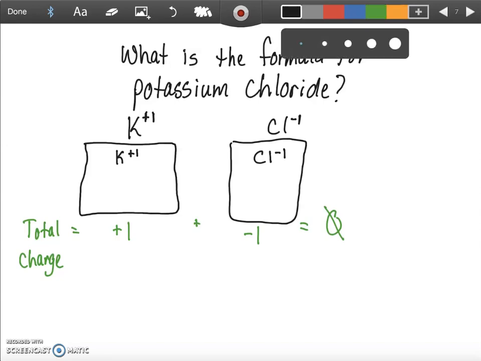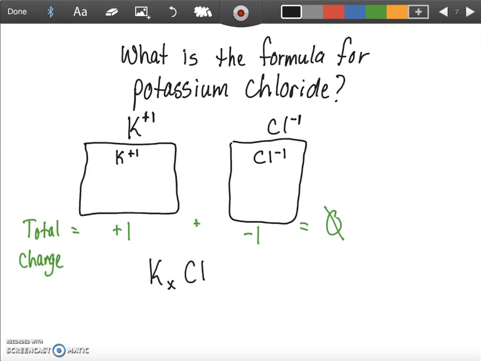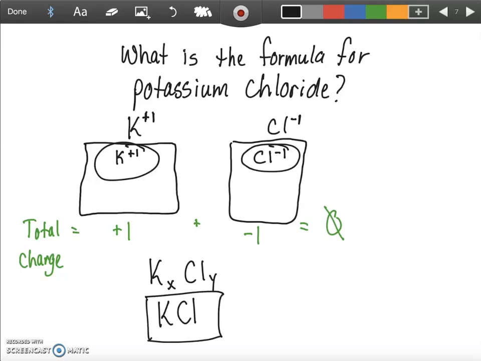The basic skeleton for this formula is going to be K(X)Cl(Y). Well, what are the numbers for X and Y? How many potassiums did we use in the box over here? We just used 1, so we'll just write K to represent the 1 potassium. How many chlorines did we use? We just used 1, so we'll write 1 Cl. And this, ladies and gents, is the formula for potassium chloride, KCl.